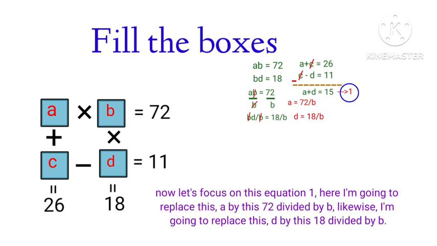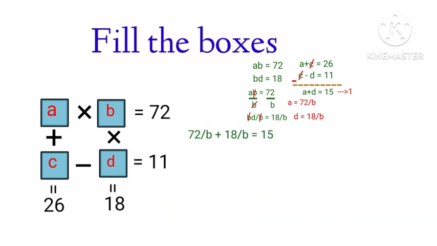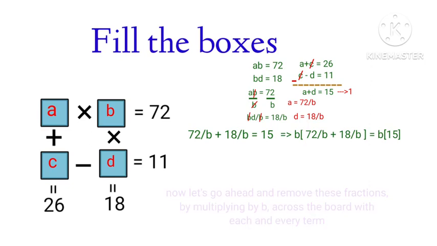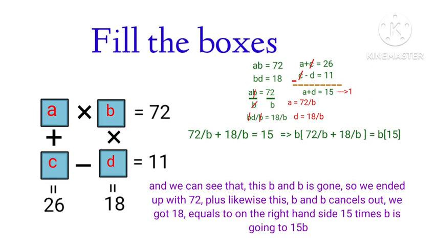Now let's focus on this equation 1. Here I am going to replace this A by 72 divided by B. Likewise, I am going to replace this D by this 18 divided by B. Now let's go ahead and remove these fractions by multiplying by B across the board with each and every term. We can see that this B and B are gone, so we ended up with 72, plus likewise, B and B cancel out, we got 18, equals on the right hand side 15 times B, which is 15B.